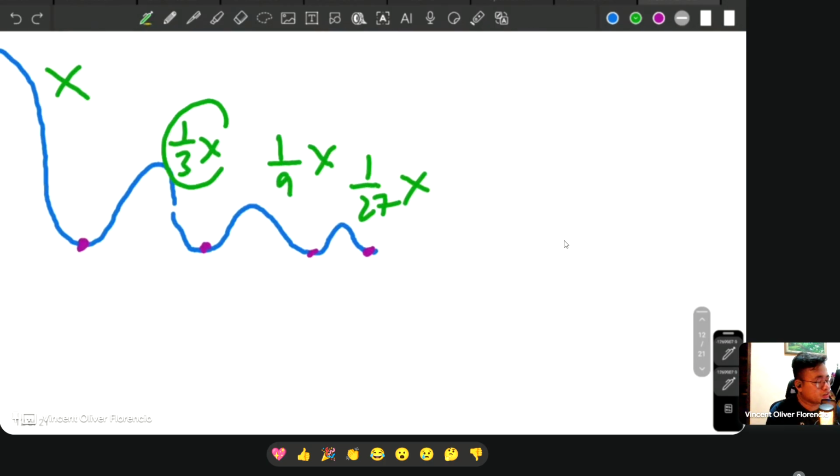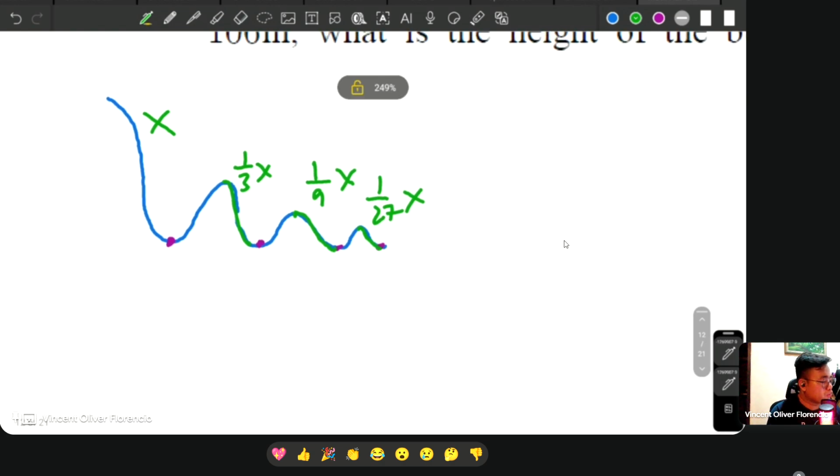This 1/3x here is only the bouncing back. This 1/9x here is only the bouncing back. Bouncing back only. What about this portion? Take note that you will have this later on in your grade 9. This is also 1/3x. This is also 1/9x. And this is also 1/27x.